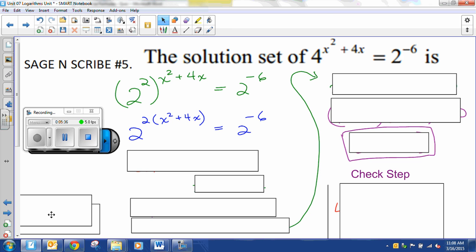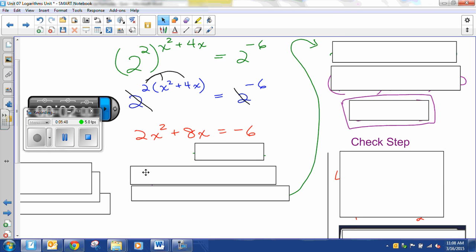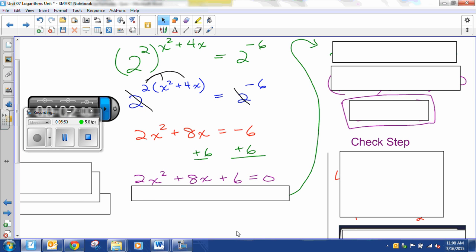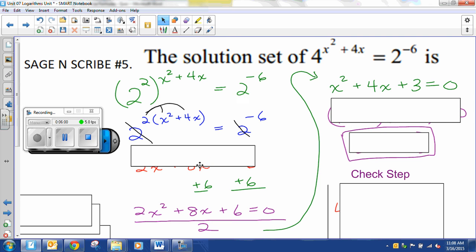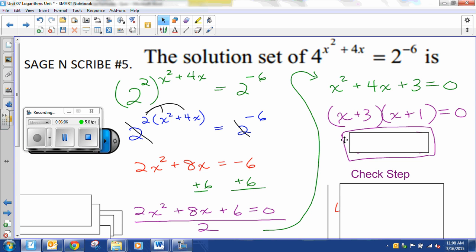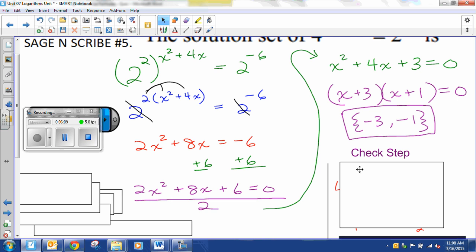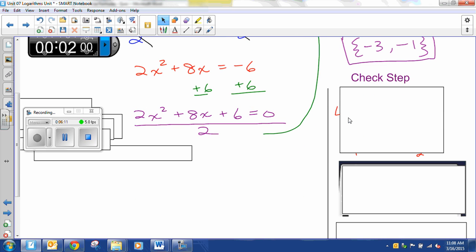So what we have to do is distribute the 2 times the x squared plus the 4x. We can go ahead and get rid of the bases since they're identical. And we have 2x squared plus 8x equals negative 6, adding 6 to both sides. We have a quadratic to solve. It would make our lives easier if we divided everything by 2, giving us x squared plus 4x plus 3 equals 0. Factor and solve. Our solution set is negative 3, negative 1.